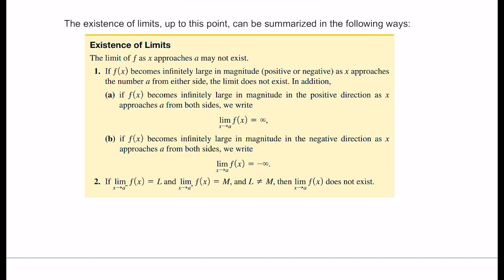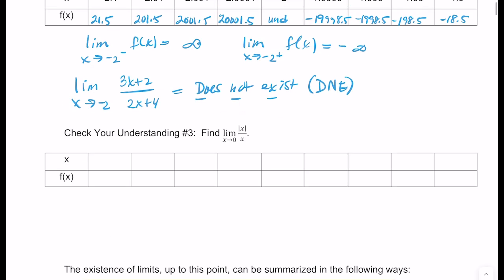then the limit as x approaches a of f of x does not exist, right? Because we said earlier, this goes back to what we said previously, that both one-sided limits have to exist, but they also have to be the same. So they both exist, but they're not both the same. And that's what happened in that last example as well.